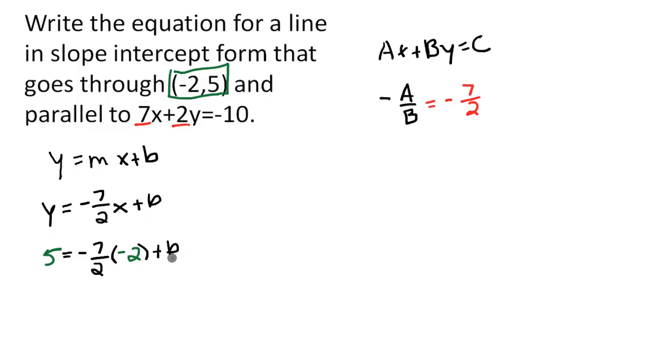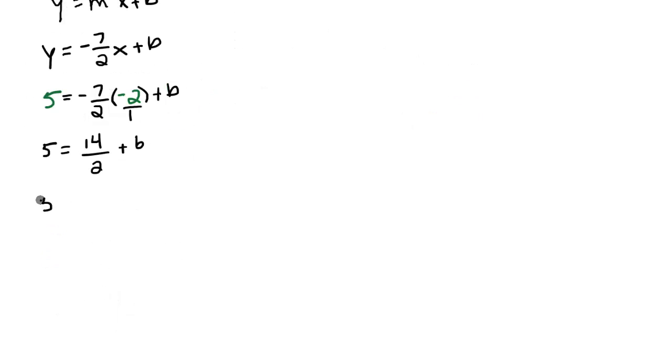Now I can solve for my b. That's going to be 5 equals negative 7 times negative 2, which is positive 14, and then 2 on the bottom. Remember, that's really like negative 2 over 1, so negative 7 times negative 2 is 14, 2 times 1 is 2. And then we've got plus b. We can actually simplify this. 5 equals 14 over 2, which is 7, plus b. We want to solve this, so subtract 7 from both sides. We've got negative 2 equals b.